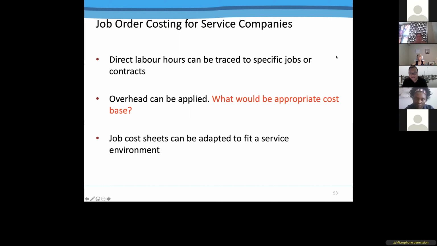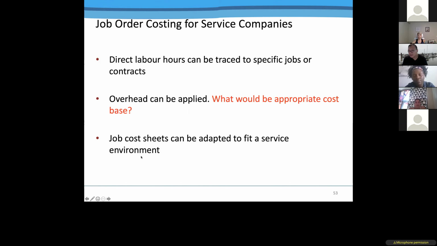Would it be the hours used? Okay, good. Direct labor hours used, or direct labor cost. This would be an appropriate base. Yeah, very good. And the job cost sheet can be adapted to fit a service environment.